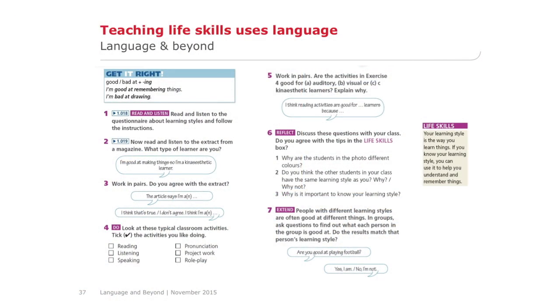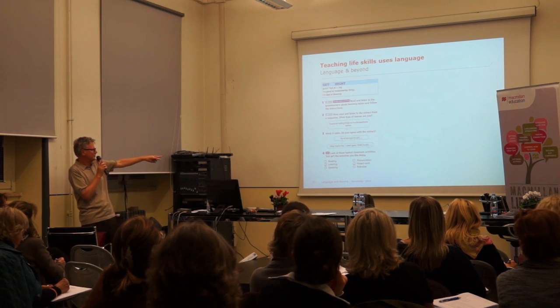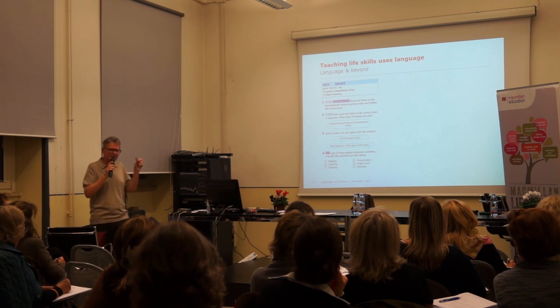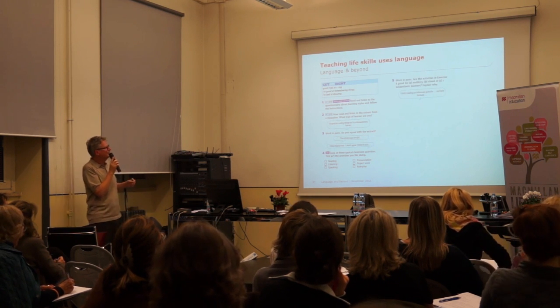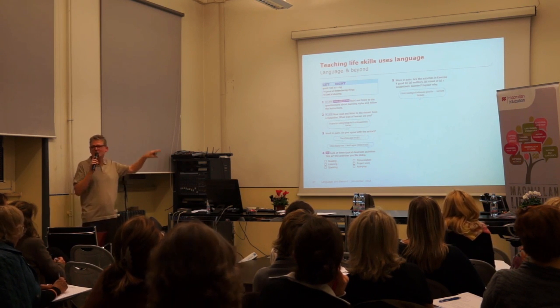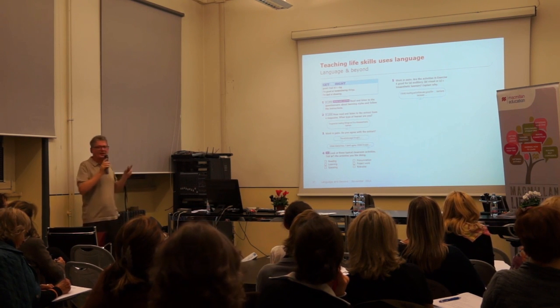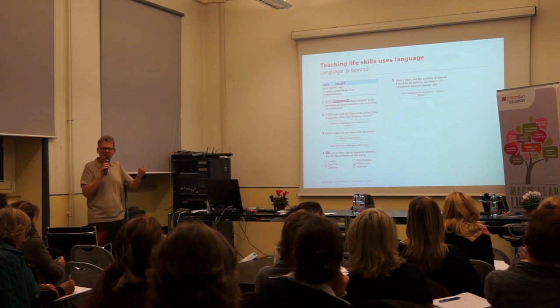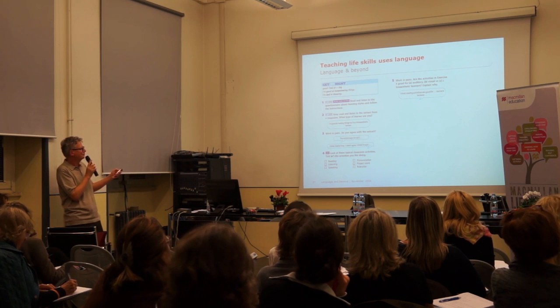Then number 3, they work in pairs and decide whether they agree or they don't agree. And then they look at typical classroom activities that they do, reading, listening, speaking, pronunciation, project work, role play, and they tick the ones that they like doing. And again, they work in pairs and they see which learning style those different activities match best with. And again, they can also see whether they match up with the learning style from the survey.